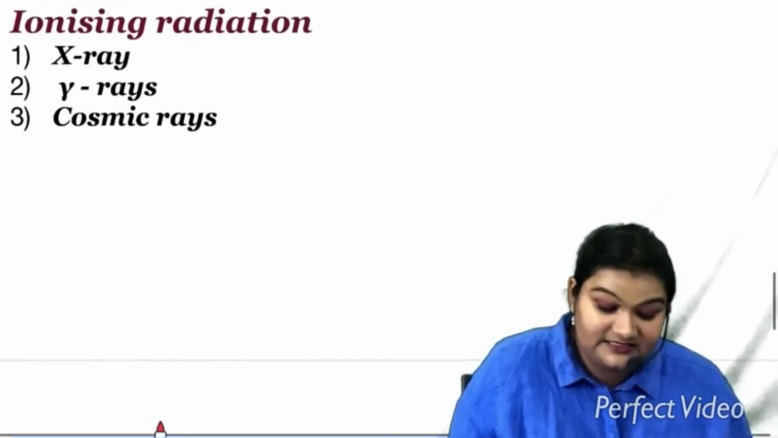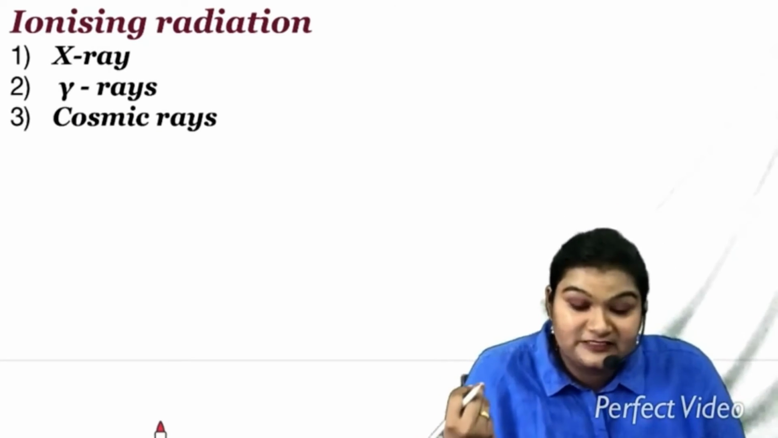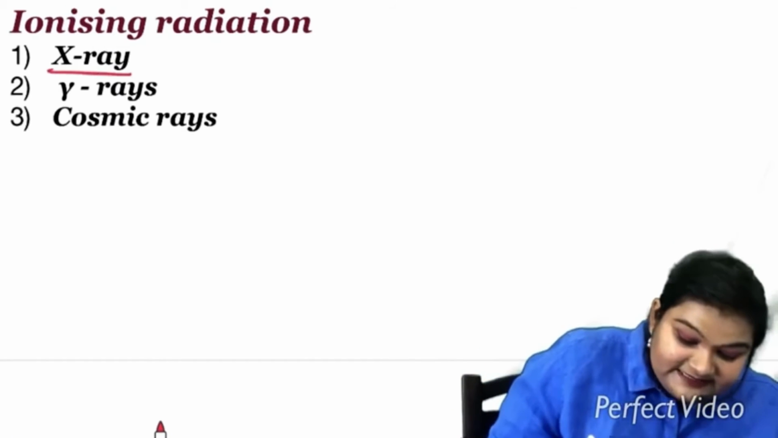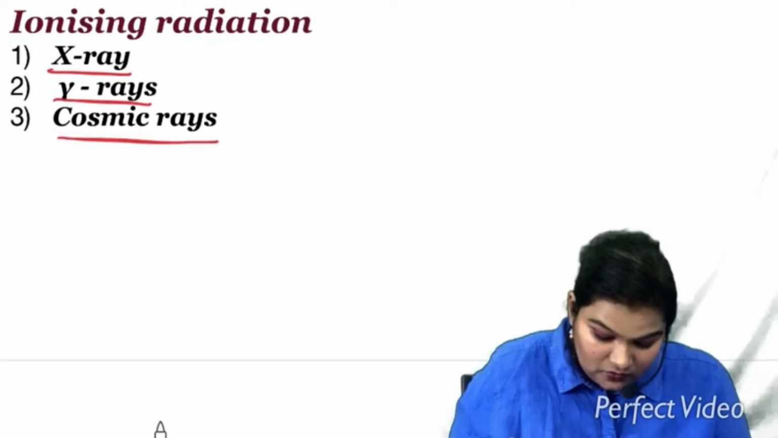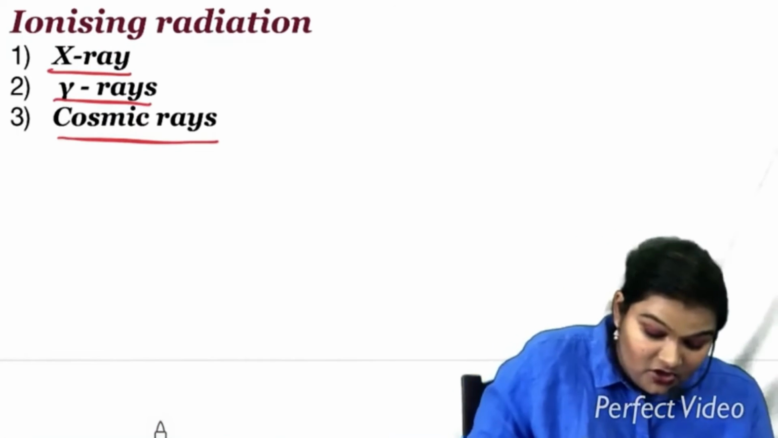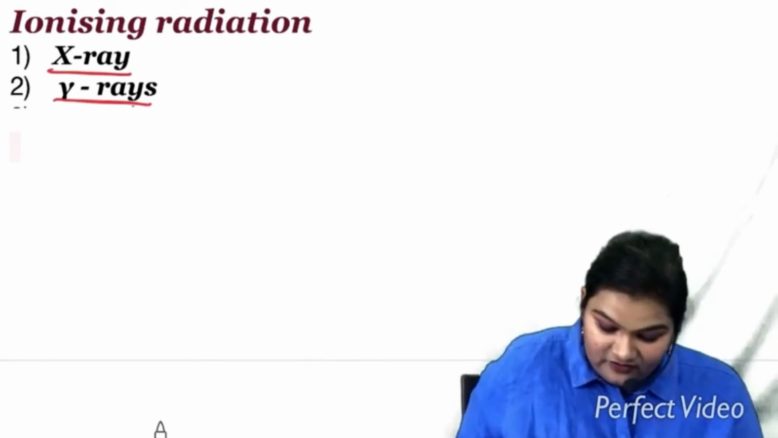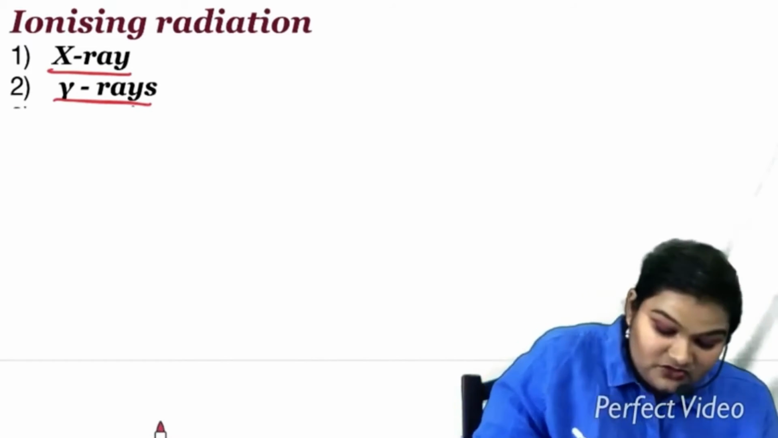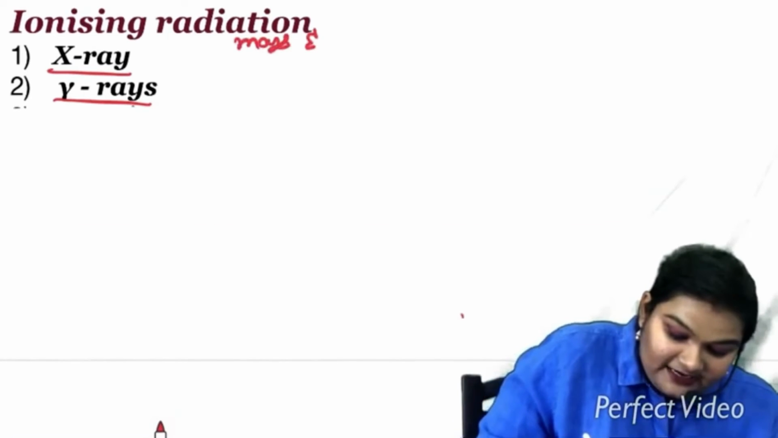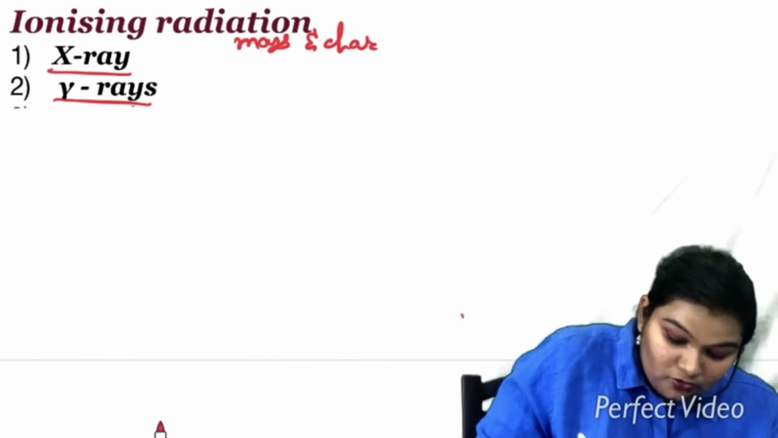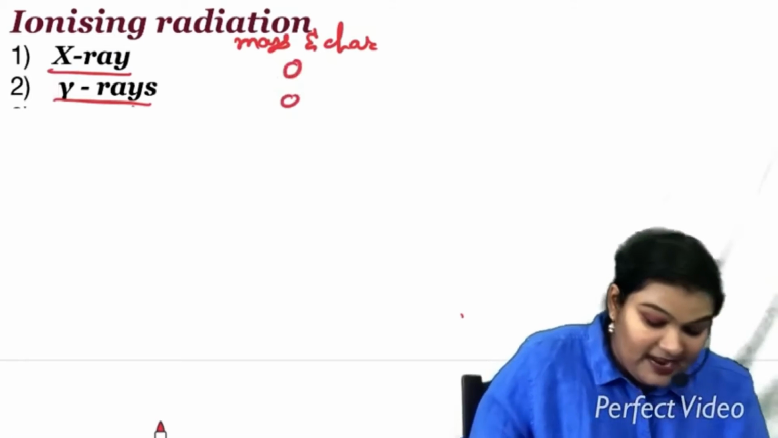Now let us see this ionizing radiation in detail. So what are the three types of ionizing radiations we have? We have X-rays, gamma rays, and cosmic rays. Cosmic rays do not reach us, so let us skip that part from our studies. So what are we left with? We are left with X-rays and gamma rays. First of all, let us talk about the mass and the charge. Both do not have mass and do not have charge.